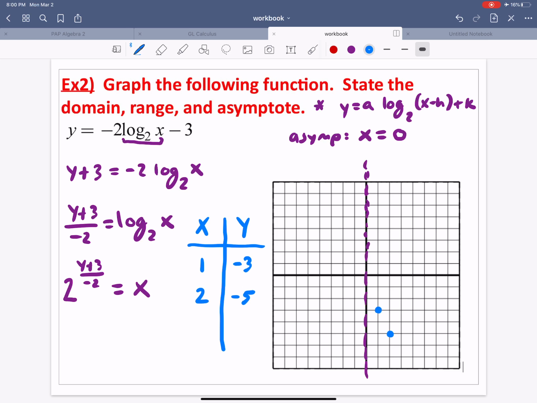Okay, we could pick another value. Let's keep with the trend and go with -7. When I plug that in, -7 plus 3 is -4. -4 divided by -2 would be +2. So 2 to the second power would be 4. So when y is -7, x is 4. Let's plot that point: over 1, 2, 3, 4, and down 1, 2, 3, 4, 5, 6, 7.